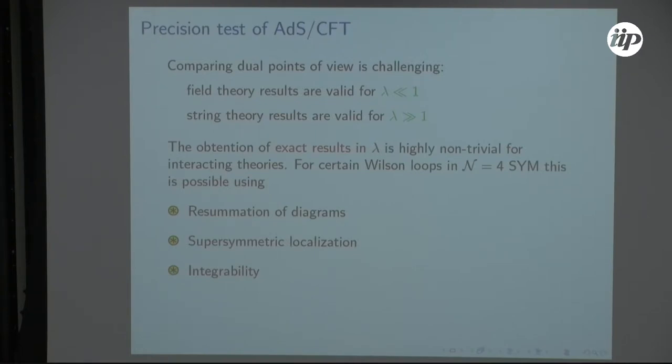Once you get an exact result, you can just take the strong coupling limit of your exact result and then compare the strong coupling limit of this exact result with the AdS/CFT prediction, comparing with a string theory computation. So today I'm going to just focus on some particular way of getting an exact result, which is by brute force summing some perturbative diagrams. Questions so far?